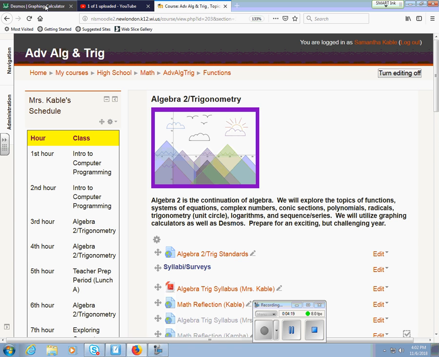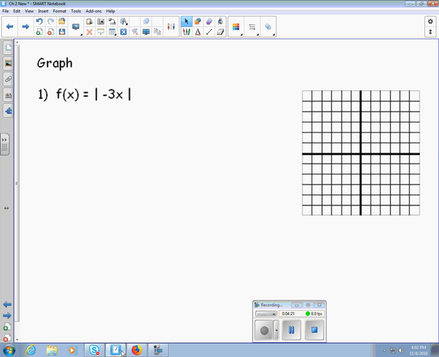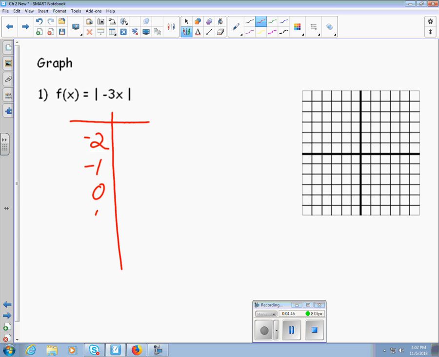So now let's get into graphing. Here we have our first example: f of x is equal to the absolute value of negative 3x. Everything's inside the absolute value, so you're going to do the absolute value last. Nothing's adding to it, there's no minusing or anything on the inside other than multiplying by negative 3, so just keep regular points, like negative 2, negative 1, 0, 1, 2, and then plug those in.